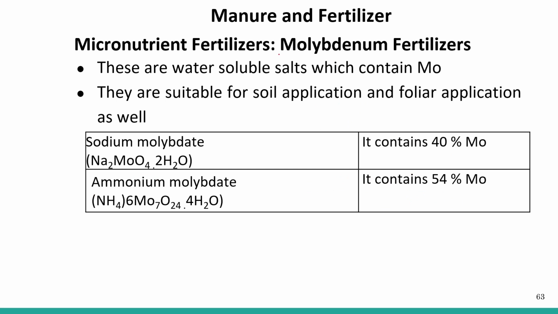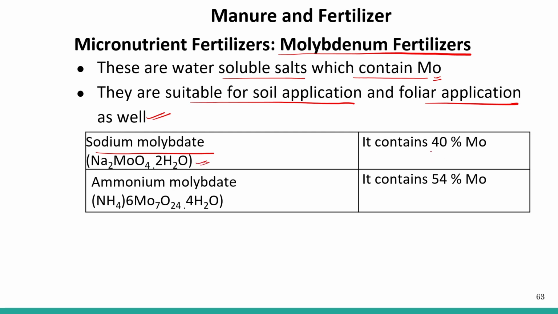Micronutrient fertilizer, molybdenum fertilizer. These are water soluble salts which contain Mo. They are suitable for soil application and foliar application as well. Sodium molybdate, Na2MoO4·2H2O. It contains 40% of molybdenum. Ammonium molybdate, that is (NH4)6Mo7O24·4H2O. It contains 54% of molybdenum.